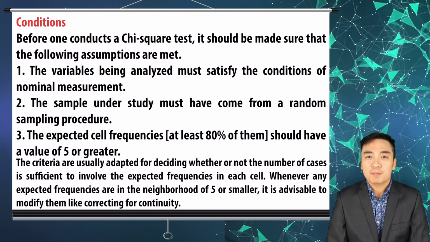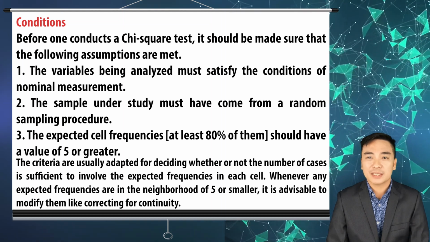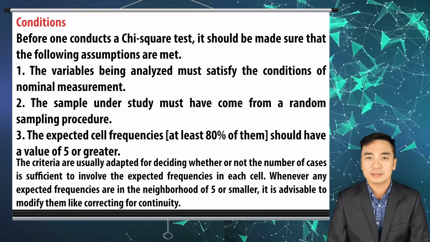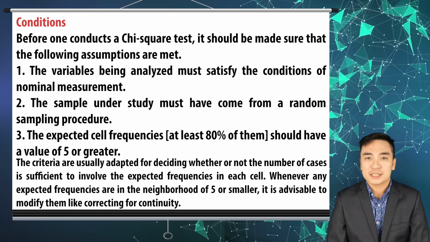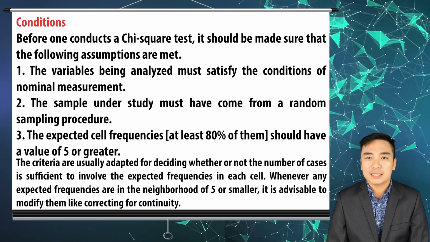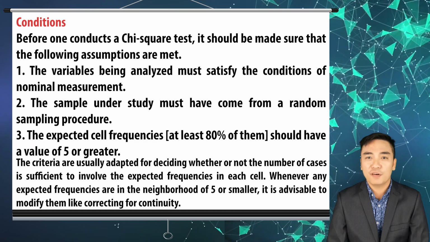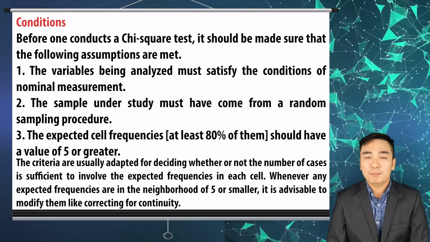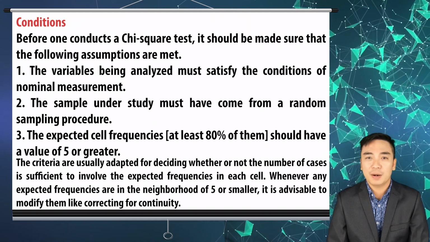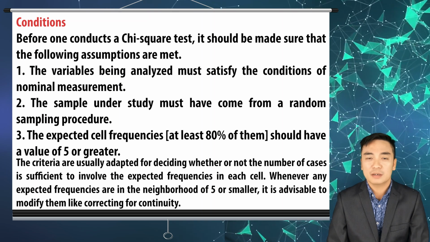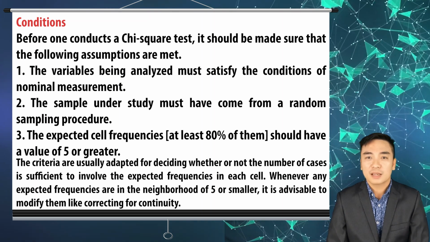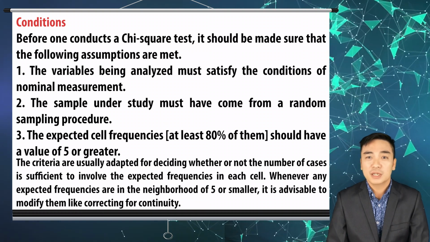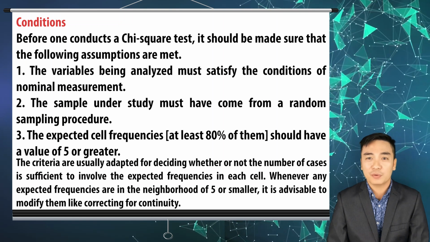Conditions. Before one conducts a chi-square test, it should be made sure that the following assumptions are met. First, the variable being analyzed must satisfy the conditions of nominal measurement. Second, the sample under study must have come from a random sampling procedure. Third, the expected cell frequencies, at least 80% of them, should have a value of 5 or greater.